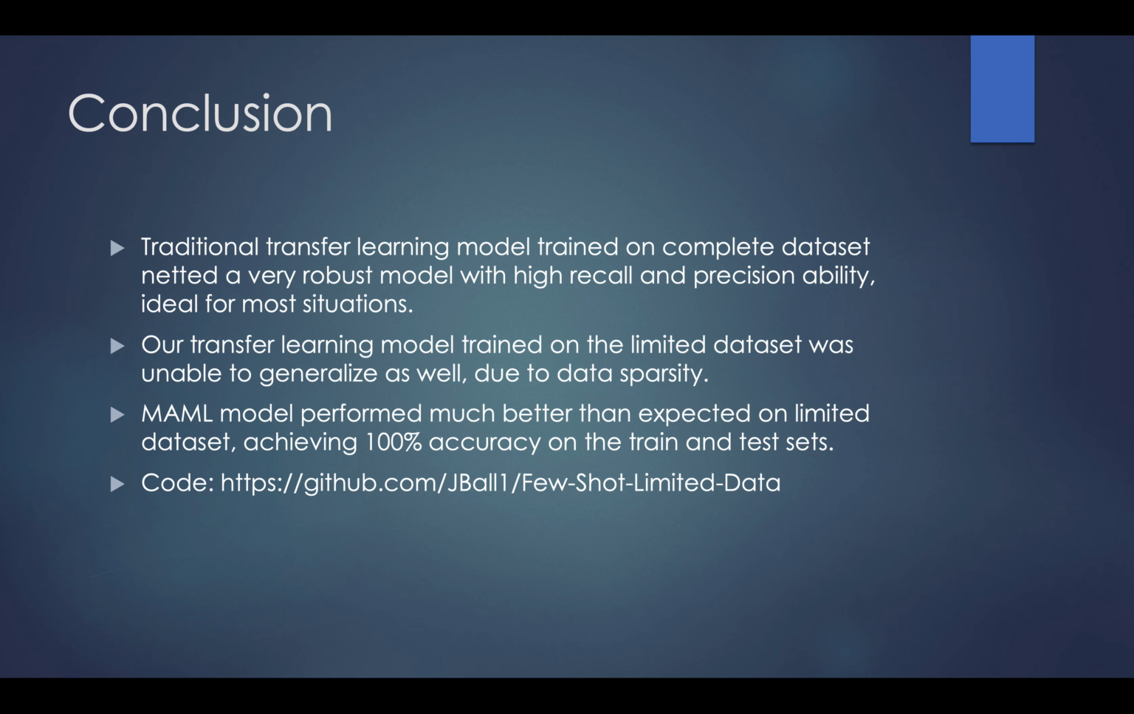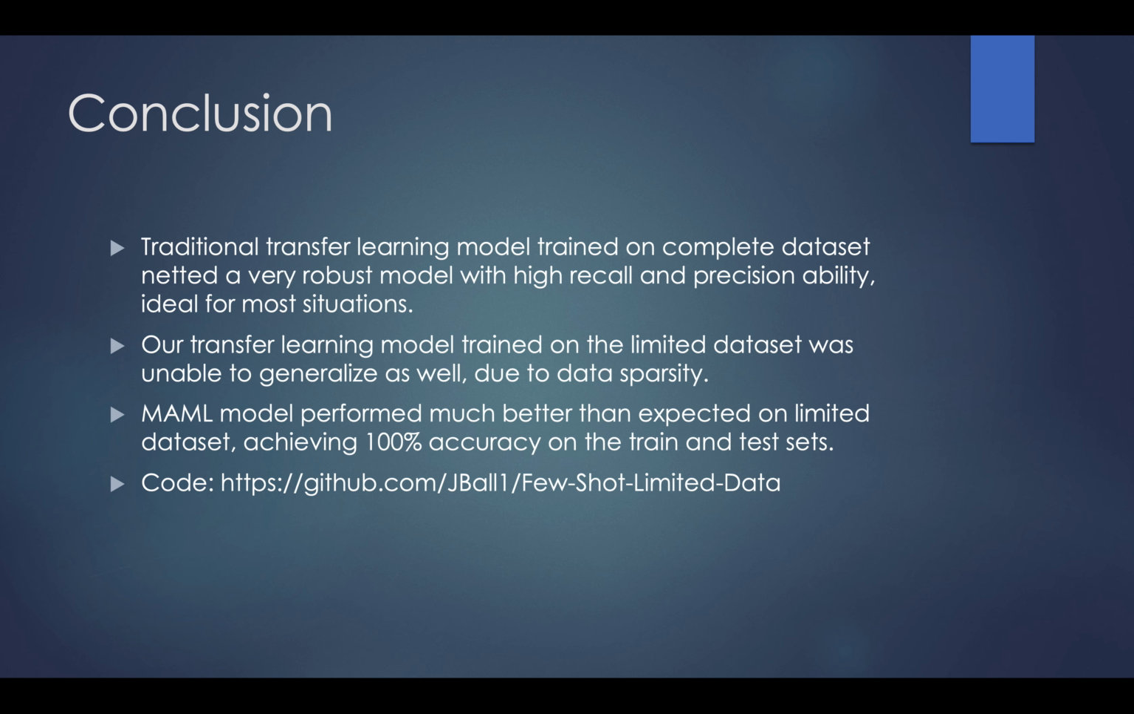Because as we saw in our experimentation, which is laid out very well in our paper, the traditional transfer learning model was trained on a complete data set and netted a very robust model with a high recall and precision ability, which was ideal for most situations. However, our transfer learning model trained on the limited data set wasn't able to generalize as well. Ultimately, we believe that was due to the data sparsity in that limited data set. But our MAML model performed much better than we expected on the limited data set, achieving 100% accuracy on the training test sets as we saw earlier.